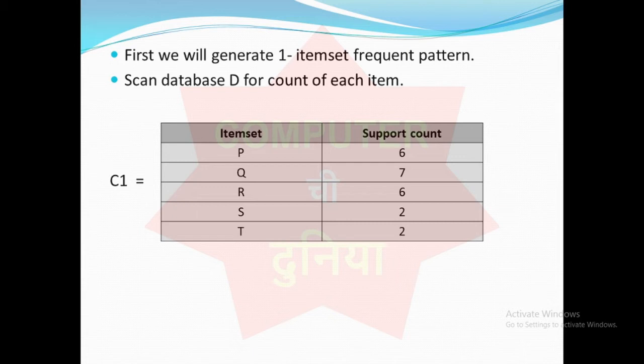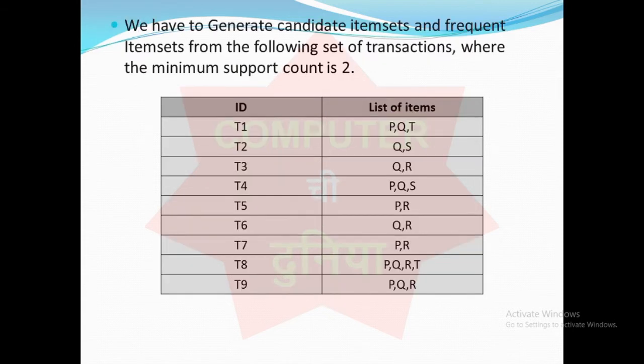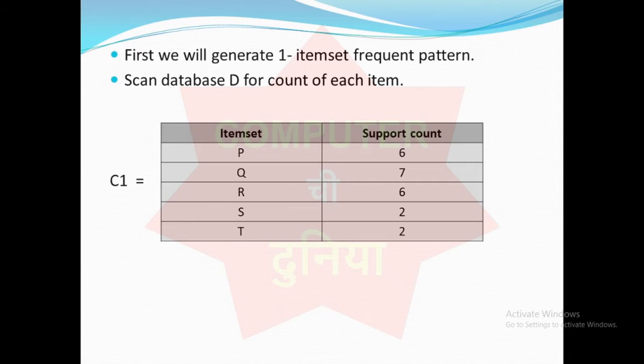Now we will find out the support count of each and every individual item. P has support count 6. How is it calculated? For that we check our transaction table. Item P occurs at transactions T1, T4, T5, T7, T8 and T9. In total, 6 times it is present in our transaction table. Therefore, the support count of P is 6. Similarly, we find that Q has support count 7, R has support count 6, S has support count 2 and T has support count 2.